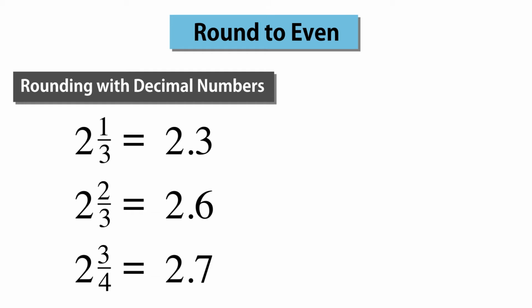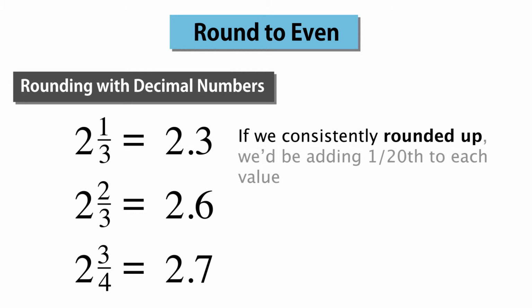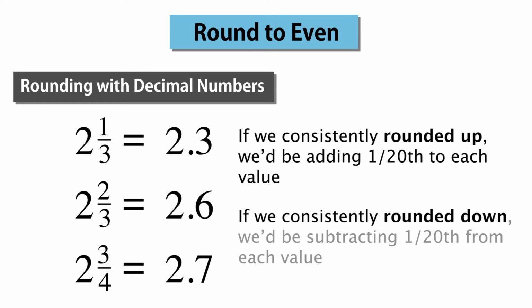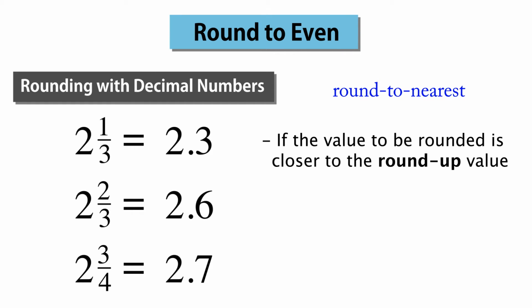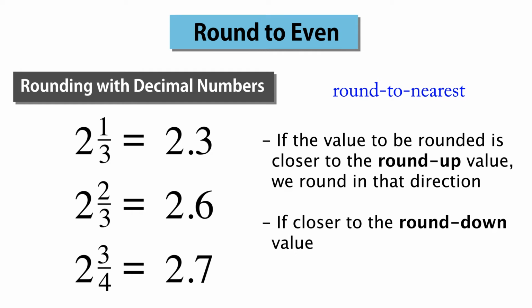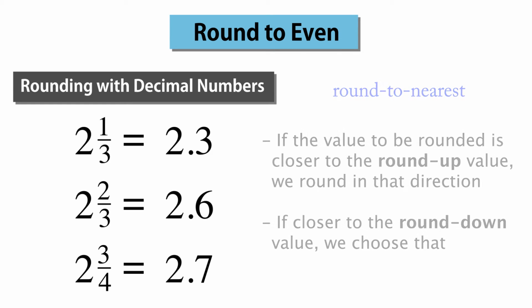But for large data sets, either of these choices would tend to bias the values. If we consistently rounded up, on average, we'd be adding a 20th to each value. And if we consistently rounded down, we'd be subtracting a 20th on average from each value. This problem can be partially alleviated by using round to nearest mode. This means that if the value to be rounded is closer to the round up value, we round in that direction. If closer to the round down value, choose that. This reduces the systematic bias substantially.